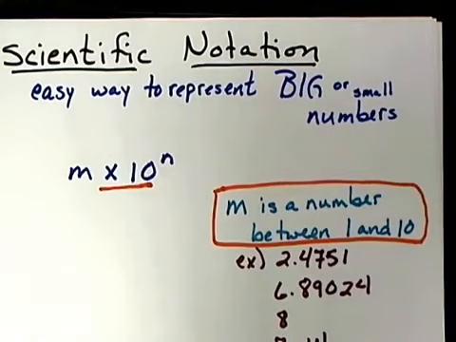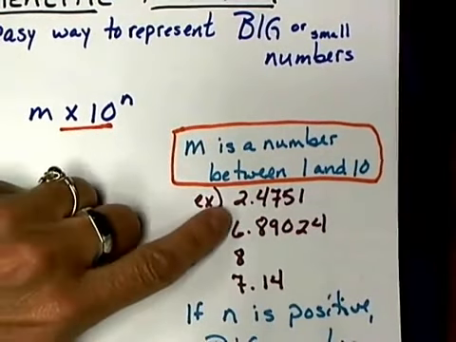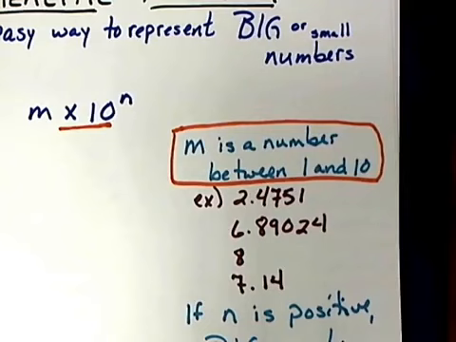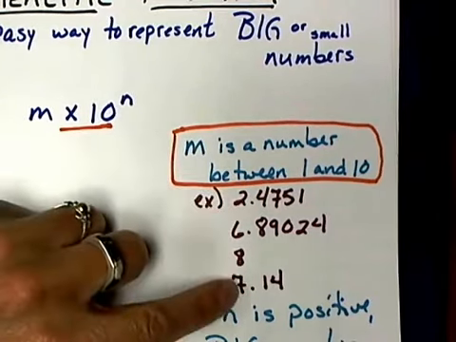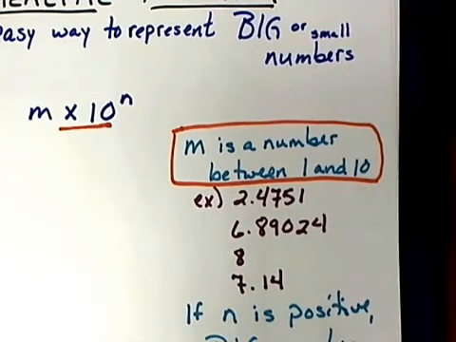Examples of what the m could look like: it could be 2.4751, which is a number between 1 and 10. It could be 6.89024. It could just be the number 8. It could be 7.14. But it's always going to be one single digit and then your decimal point and any other significant digits after that.